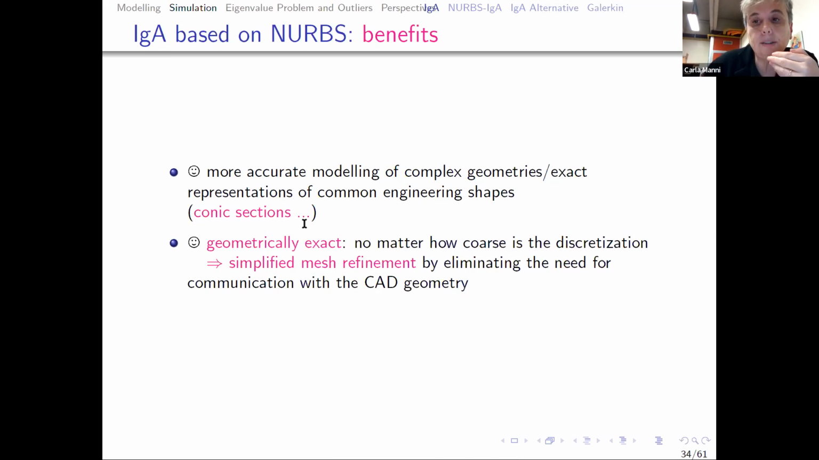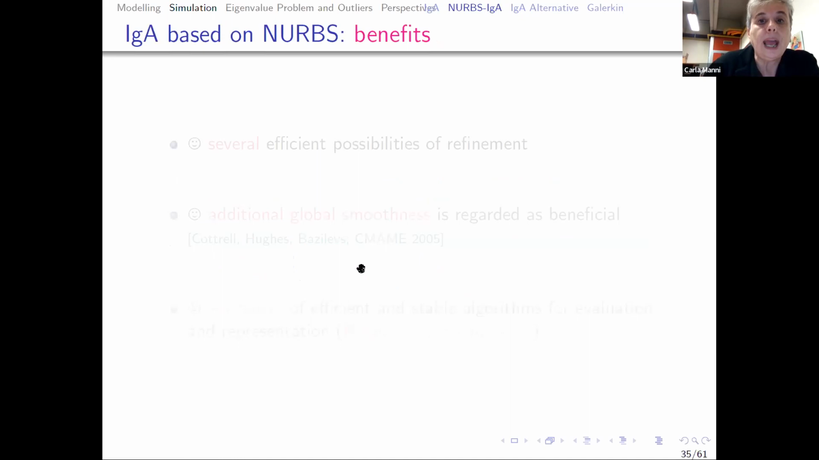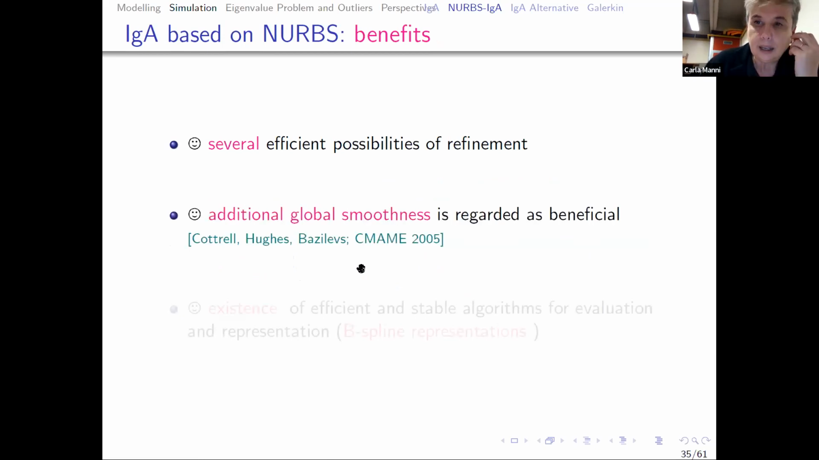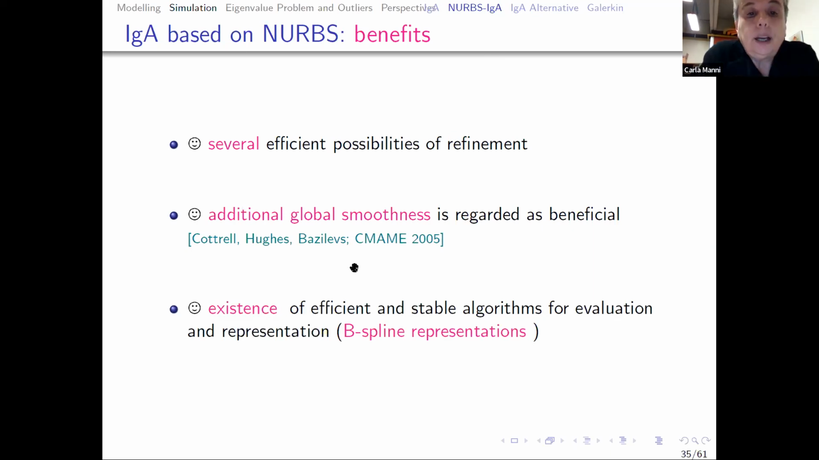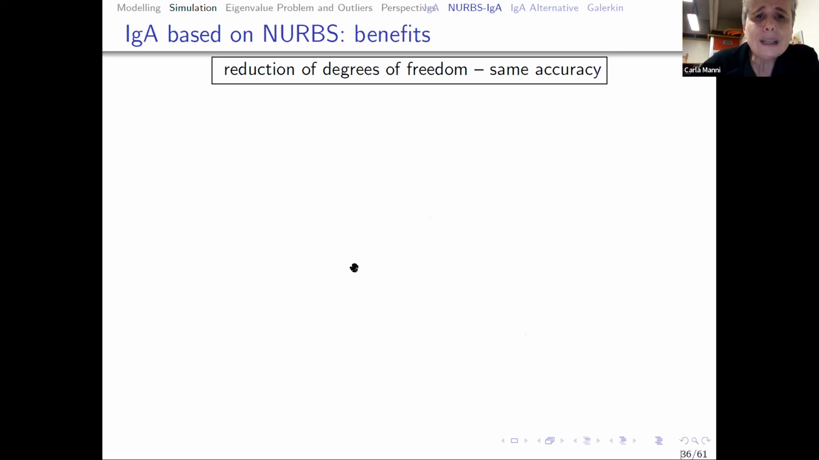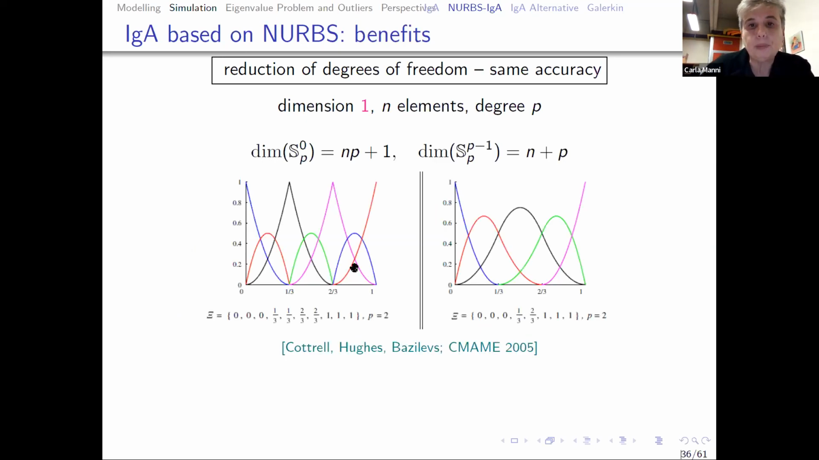In its standard and primitive formulation, isogeometric analysis is based on tensor product NURBS, meaning that in the parametric space you use tensor product NURBS. However, in this way you gain what you gain with NURBS, so you have exact representation of conic sections, and when you have an exact representation of your geometry, if you have to refine the mesh, this is not a problem because the geometry is exactly represented from the beginning, so you don't need to go back to your CAD geometry. Moreover, there are several possibilities of refinement. And a point which is more crucial, but maybe not so clear, is that the additional smoothness of splines and B-splines can be beneficial.